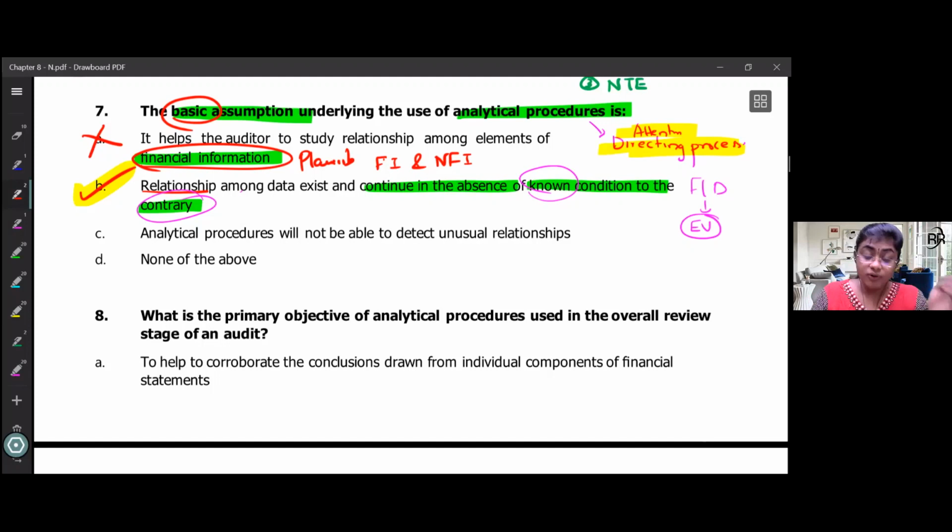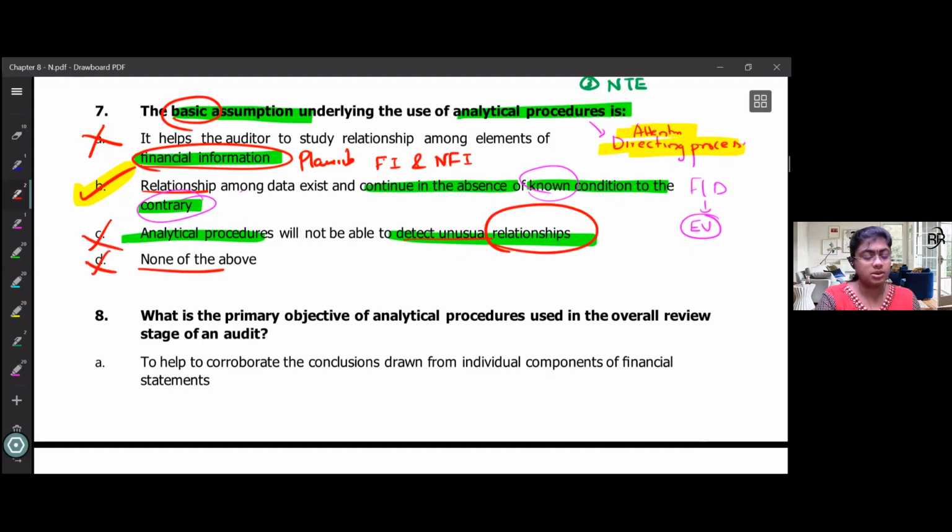Analytical procedure will not be able to detect unusual relationship. No, no, no. Analytical procedure will help to detect unusual relationship. That's why we are comparing. None. So the answer is B. The basic assumption. Okay.